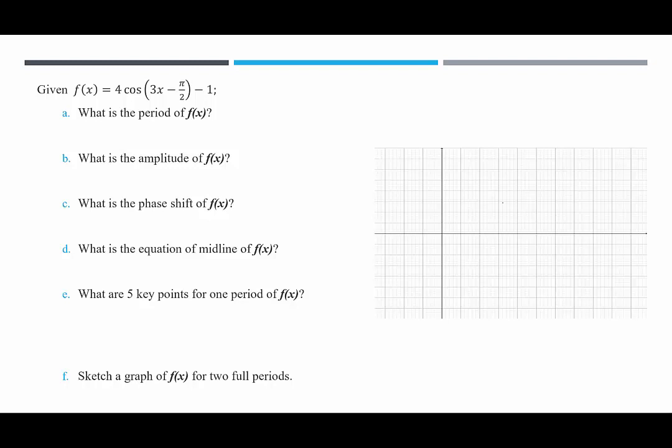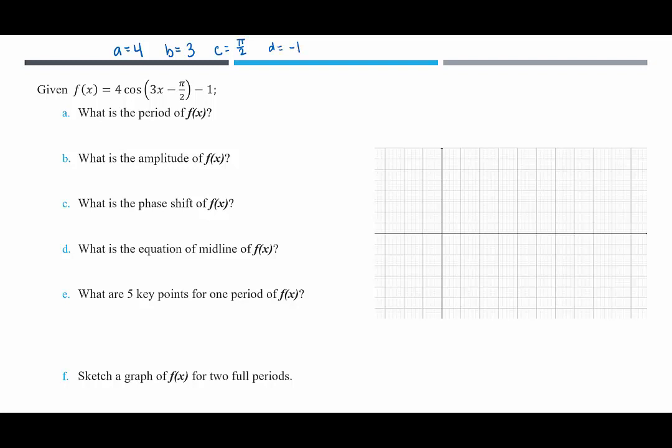First, let's identify all of the relevant pieces that were given in this function. So we have a, which is the coefficient of the function, would be 4, and b is the coefficient of x, which is 3. C is that thing being added or subtracted to x, which in this case would be positive pi over 2 because it's being subtracted. The thing being subtracted is what we're looking for, so if it was a plus sign, then c would be negative. And then d, our vertical shift, will be -1.